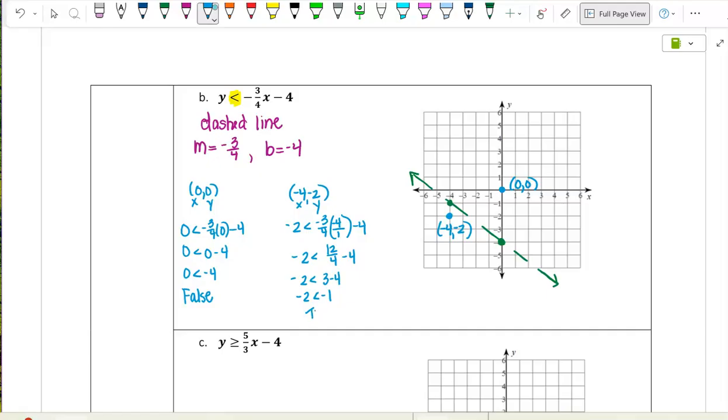So again, when I go to shade, I want to shade the side that has that -2, -4. So I'm going to shade this side of the graph. All the numbers down here are going to be solutions to that inequality.